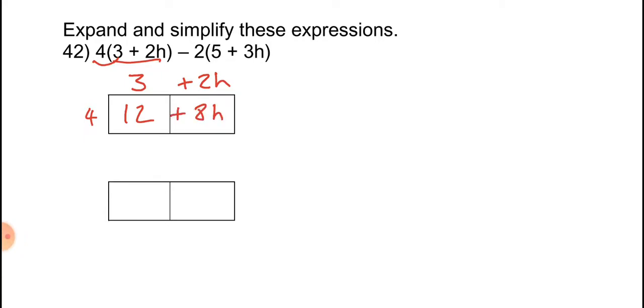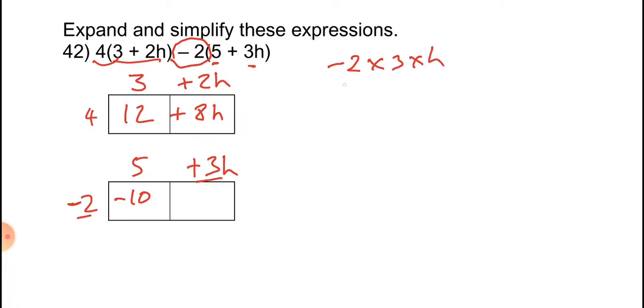So this first bit is exactly the same as before, but this time what we're going to do is we're going to say -2 is outside the bracket. So we're going to put the -2 here, and then the 5 and the plus 3h will go on the top. So -2 times 5 is -10, and -2 times plus 3h, well, I'll do a bit of side working here. It's the same as saying -2 times 3 times h, which is the same as saying -6h.